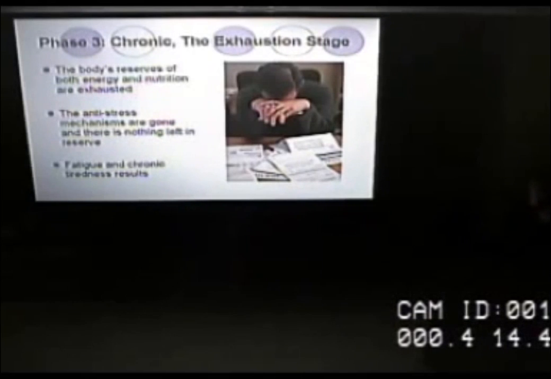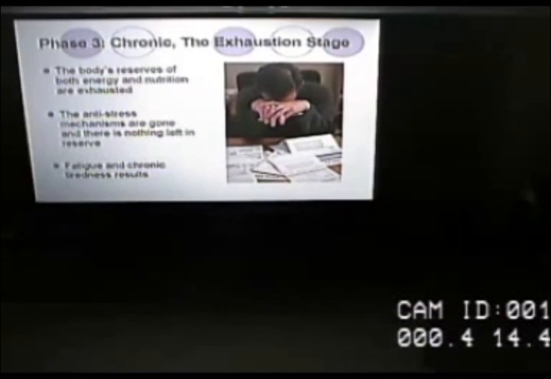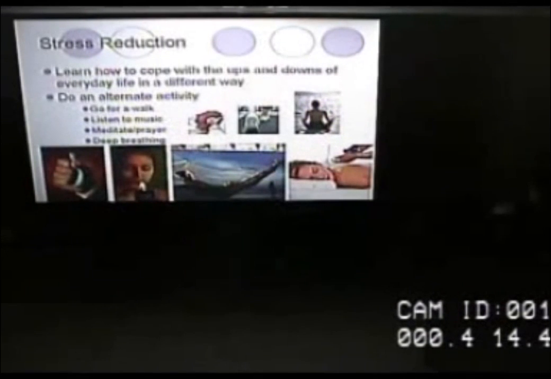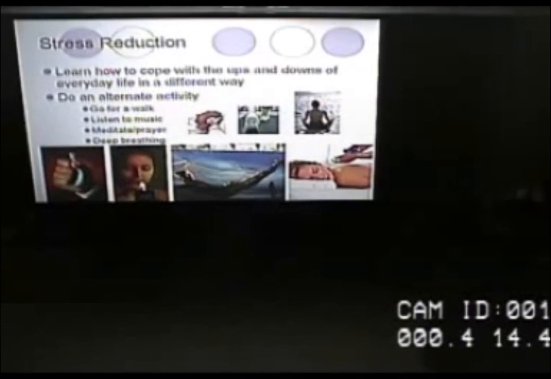The body's just kind of sapped. It says, forget it, I got nothing more to give to you. So fatigue, chronic tiredness results. What can we do? Some of the things we can do is stress reduction: listening to music, going for a walk, meditation, prayer, deep breathing.